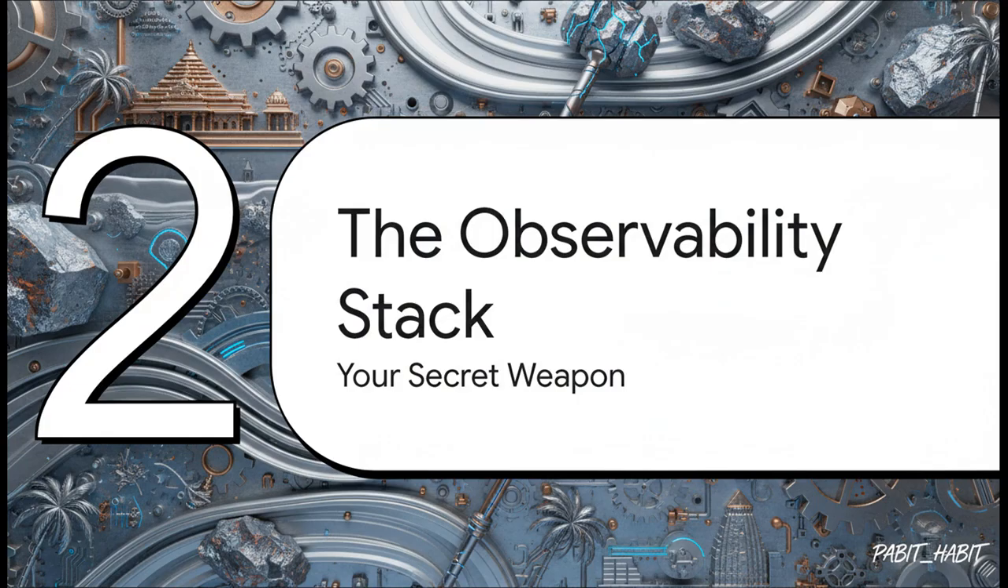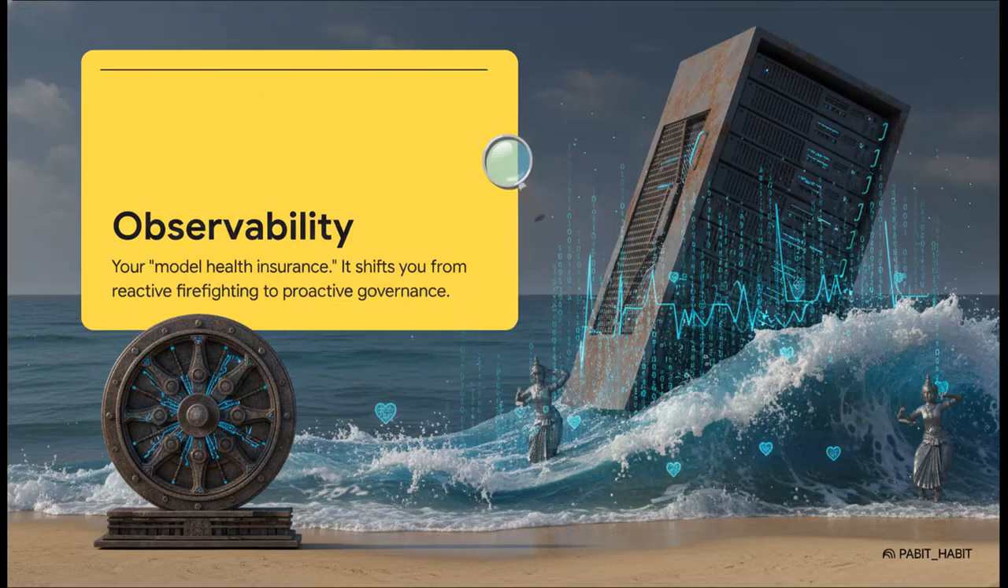So if all that's the problem, what's the solution? What's the architect's number one weapon against all these silent failures? It all comes down to a rock-solid observability stack. Let's get into the engineering. I love this idea of model health insurance. It's perfect, right? This isn't just about checking if a server is on or off. No way. It's about deeply understanding what's happening inside your system so you can stop failures before they happen. It's a huge shift from frantically asking, is it broken, to proactively knowing, is it about to break and why?